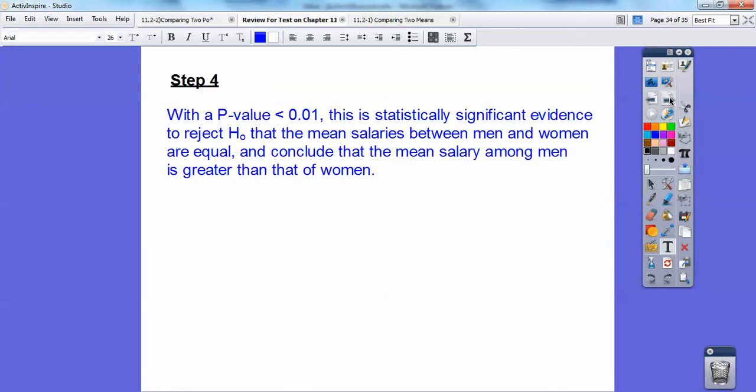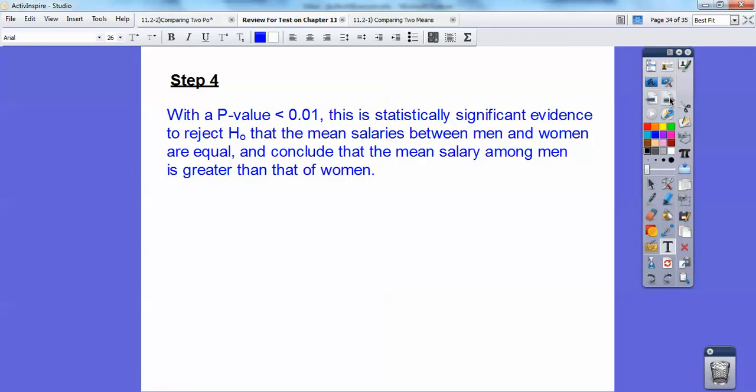So step 4, interpret that. With the p-value less than 0.01, or less than 1%, this is statistically significant evidence to reject your null hypothesis that the mean salaries between men and women are equal. So we can conclude that the mean salary among the men is greater than that of the women.